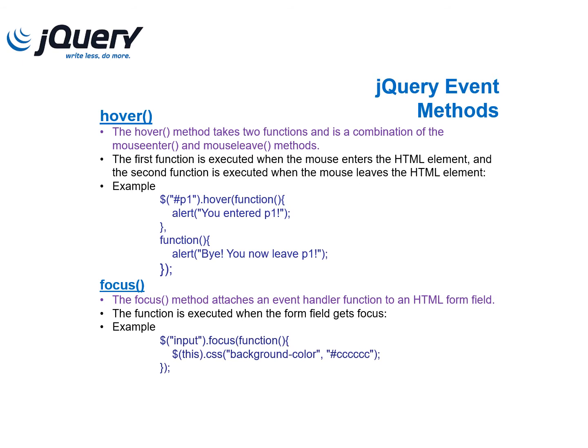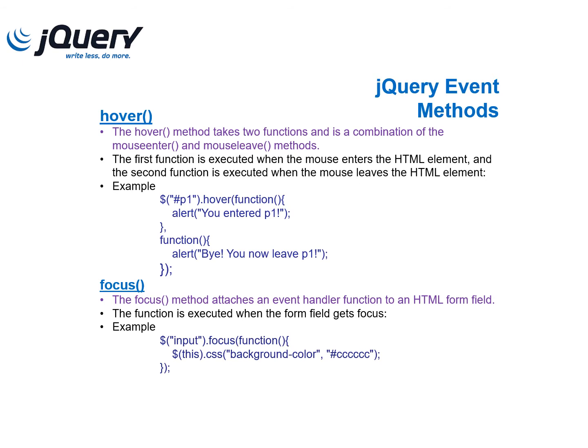Now we can consider the hover method. The hover method takes two functions and is a combination of the mouseenter and mouseleave events. Hover means mouse over event. So this hover event is actually the combination of mouseenter and mouseleave.